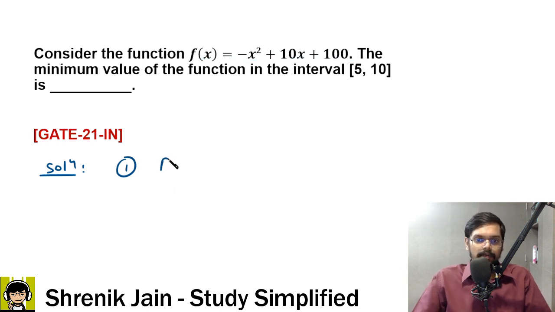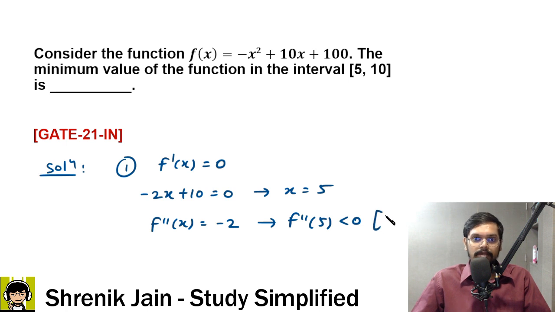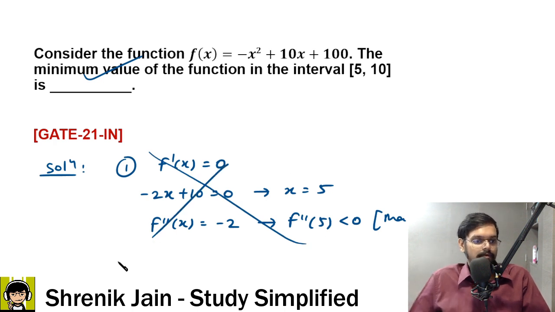If I differentiate the function with respect to x and equate it to 0, I get minus 2x plus 10 equal to 0, which means x is equal to 10 by 2, which is 5. But then, sir, when we take the double derivative, it is minus 2. So the double derivative at the stationary point is less than 0. This means we are at a maximum. But they need the minimum value. So our normal step is not helping us.